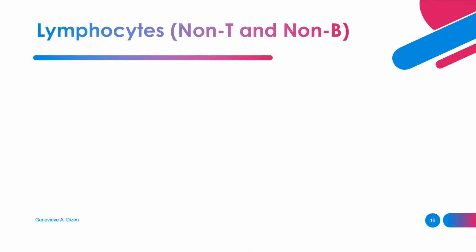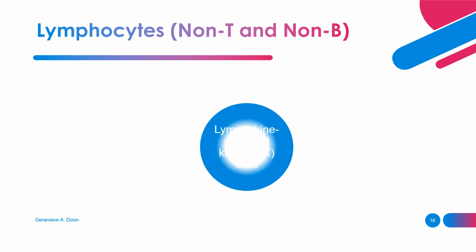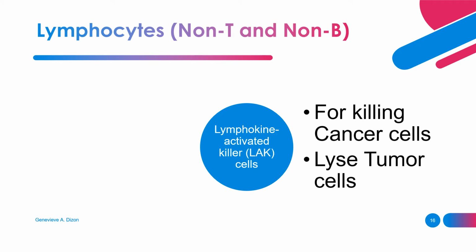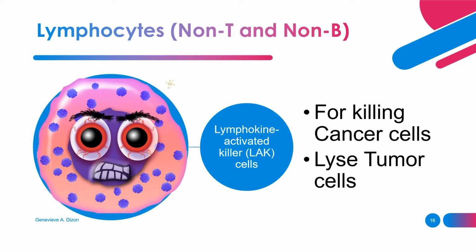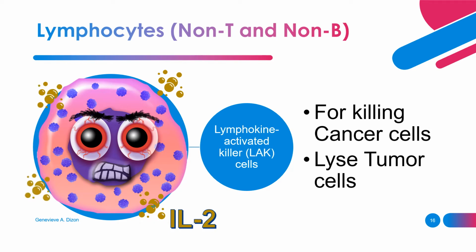The second type of non-T and non-B lymphocytes are the lymphokine-activated killer cells. Like the natural killer cells, they have the same function for killing cancer cells and for lysing tumor cells. LAK cells are actually natural killer cells that have been exposed to a lymphokine called interleukin-2, giving them a heightened toxicity or cytotoxicity toward malignant cells. Hence the name lymphokine-activated killer cells. Again, LAK cells are natural killer cells that have been activated after exposure to a lymphokine called interleukin-2.